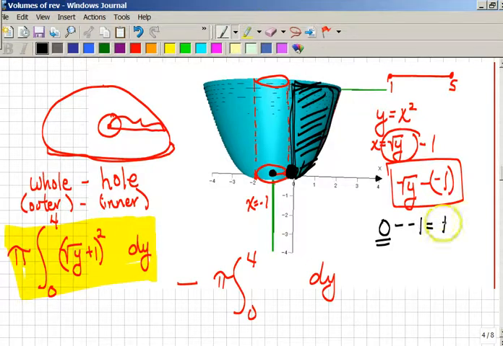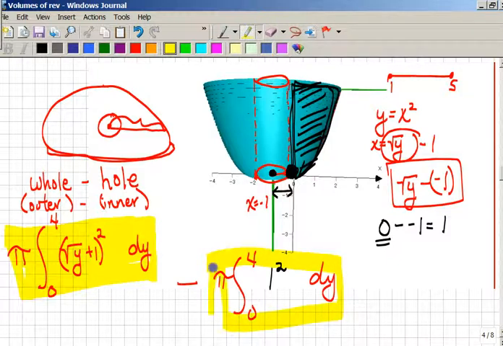Now if you think about it, that makes sense. How long is that radius? Well, it's just the distance from there to there, from the axis of revolution to the y-axis, which is 1 unit. So the radius squared is 1 squared. So the second integral, which I just set up, which I'm highlighting right now, represents the volume of the hole.